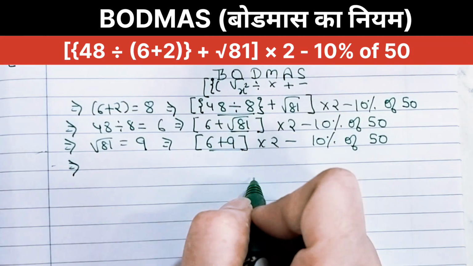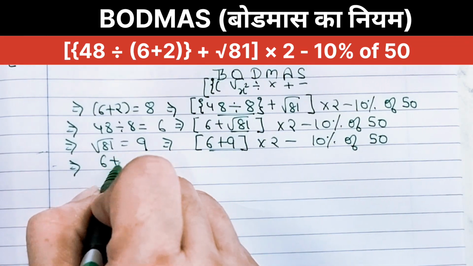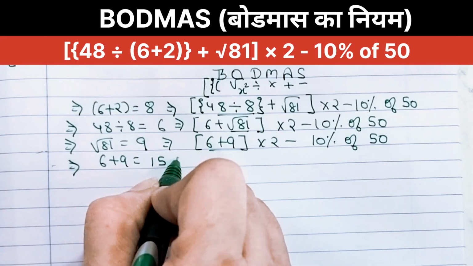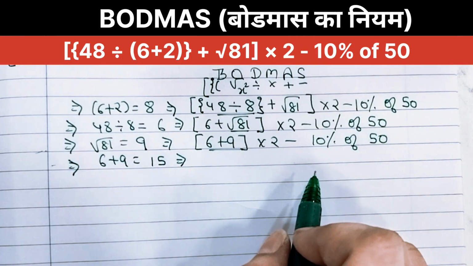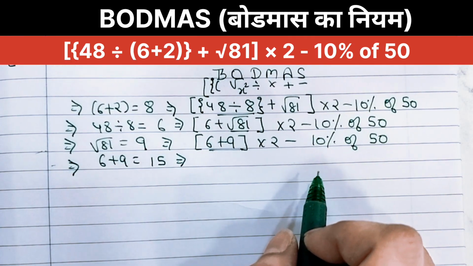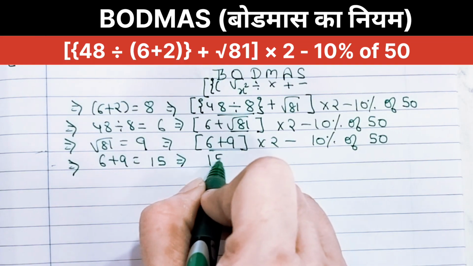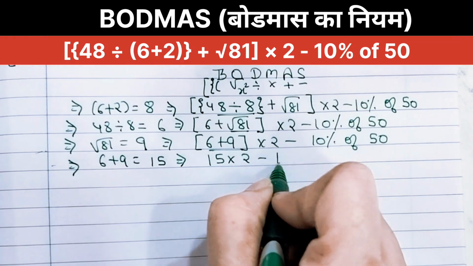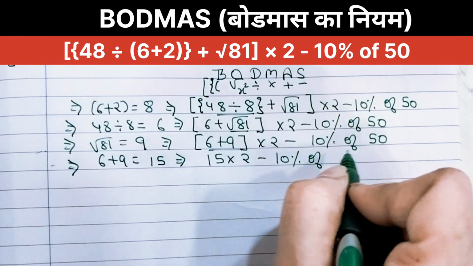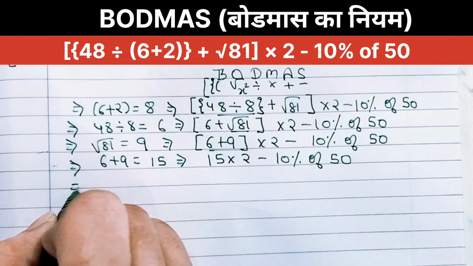Complete the square brackets addition. Now calculate 6 plus 9 gives 15. According to this step, this concludes all the bracketed group steps. And now the expression says 15 multiplied by 2 minus 10% of 50. Move to the next step.